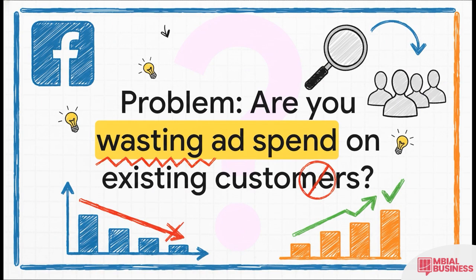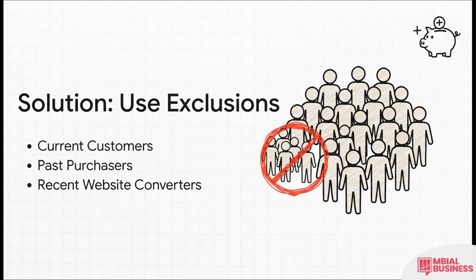Okay, here's another mistake. And this one is so expensive. Are you running campaigns to get new customers, but you're accidentally targeting people who've already bought from you? It's inefficient, it wastes your budget, and frankly, it can kind of annoy your loyal customers. The solution for this is non-negotiable. Seriously, you must always use exclusion audiences. Before you launch anything, make sure you're telling Facebook, hey, remove my current customers and anyone who has recently converted. It is such a simple step that will save you so much money and make your targeting way sharper.